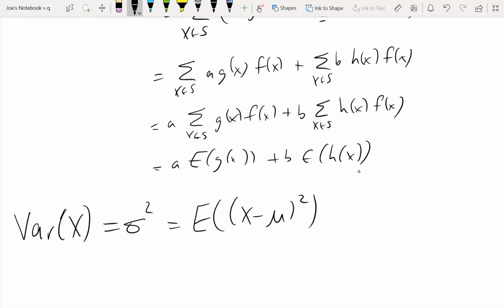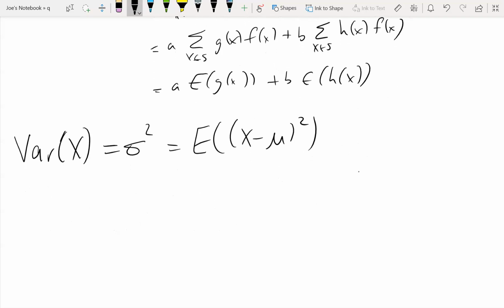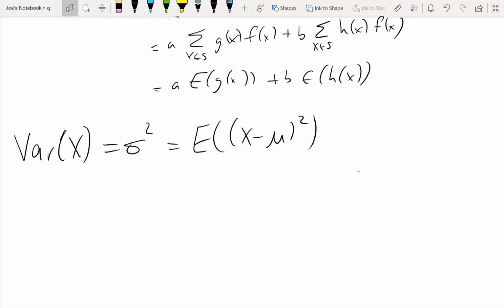Again, this is the actual definition of variance. But again, in practical purposes, this is not how the variance is computed. So let's use those properties that we just talked about to see how the variance typically is computed.